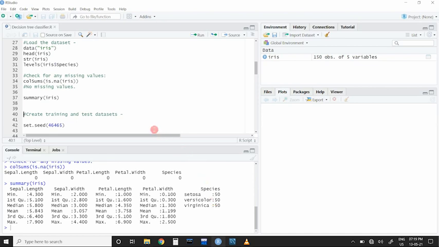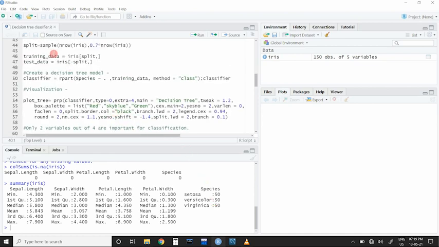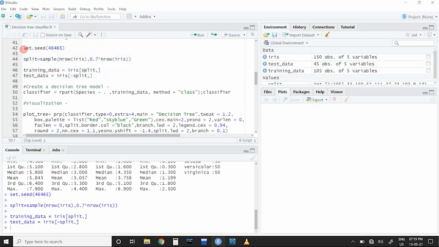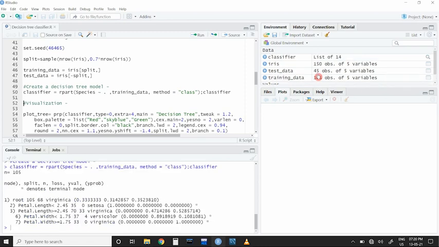Next, I divided the whole dataset into two parts such that 70% of the data is used as training data and the rest 30% is used to test the model. You can see that 45 observations are present in test data and 105 observations in training data. Then I have created a decision tree using the rpart function. The variable species is predicted by the model using all the remaining variables in training data.